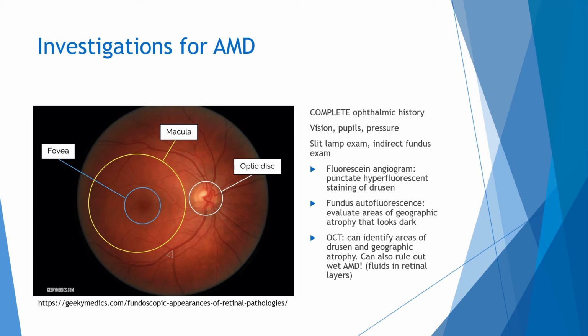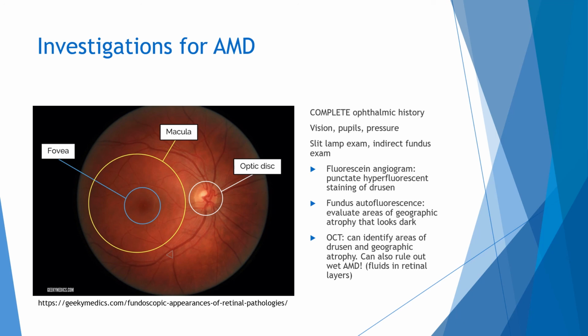Check vision, pupils, and pressure before starting any slit lamp exam, and also observe each layer of the eye from the anterior to the posterior segment with the slit lamp exam. Then you can dilate the eyes of the patient and perform a fundus exam.